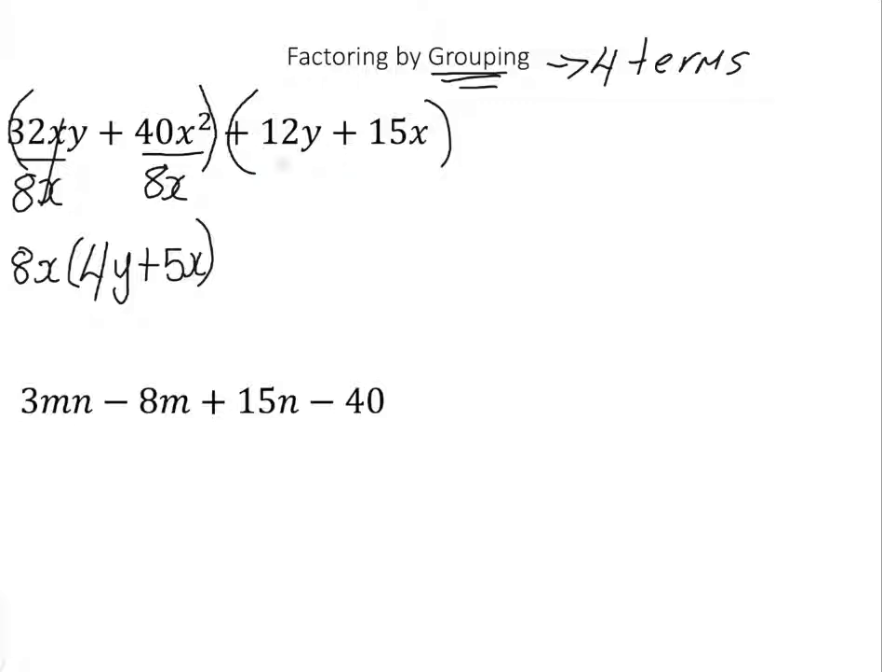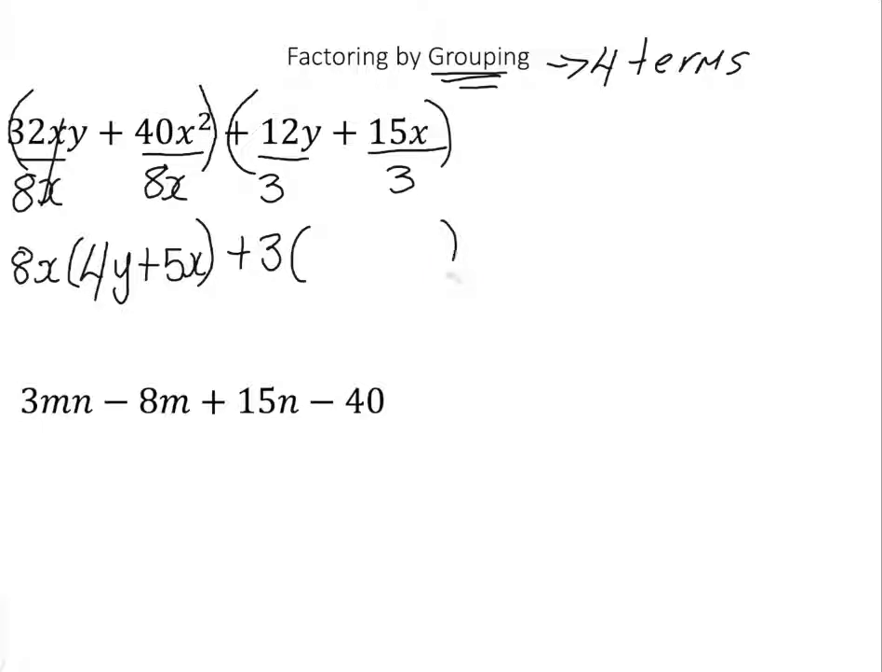Now I move on to my second grouping. I have 12y and 15x. So I start with my coefficients, 12 and 15. What is the greatest number that would divide 12 and 15 evenly? My answer is 3. Now y is only common with the 12 and not the x, and the x is only common with the 15 and not the 12. So I can't factor out either of these variables, so my GCF is just 3. And you must have an operator in front, so that would be a plus 3.